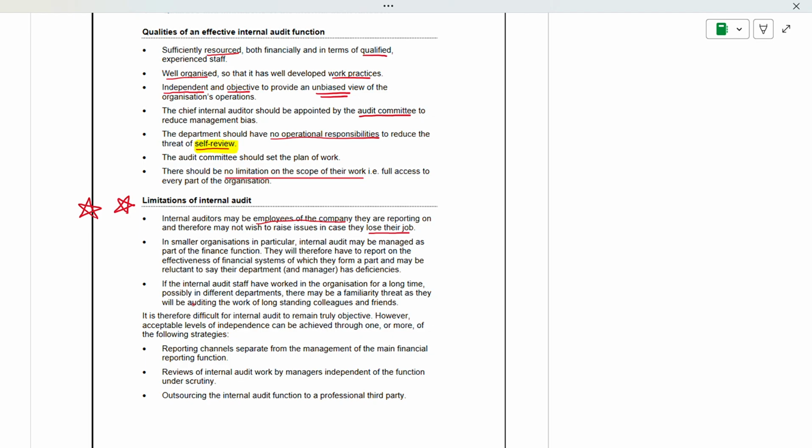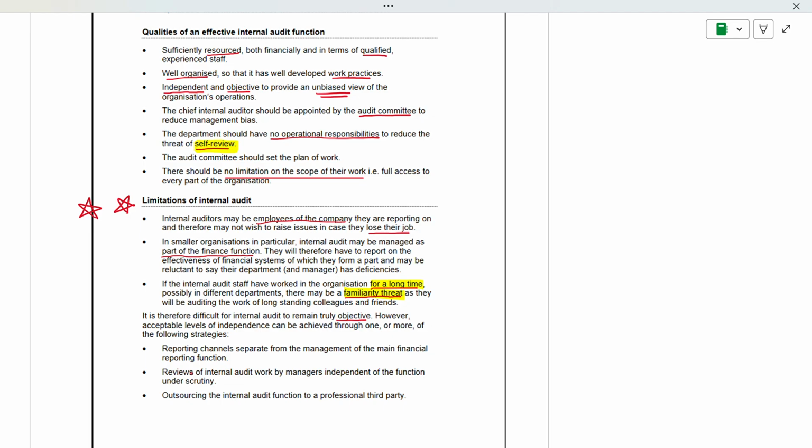In smaller organizations, internal audit may be managed as part of the finance function, but the internal auditor should be separate. If internal audit staff have worked in the organization for a long time, possibly in different departments, they will be auditing the work of long-standing colleagues. Then there will be a familiarity threat. It is therefore difficult for internal audit to remain truly objective.